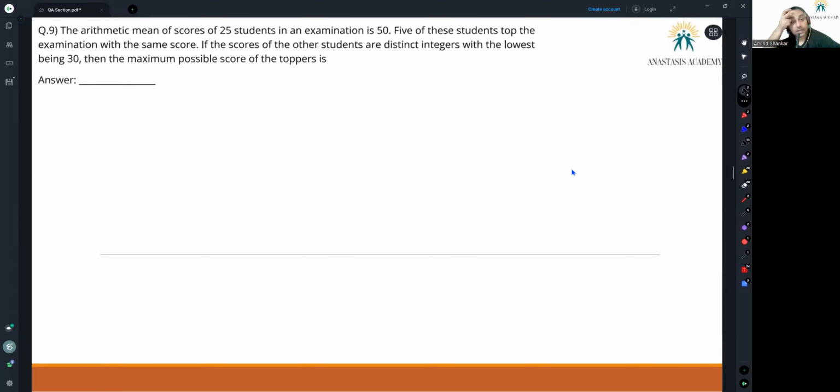Next, the arithmetic mean of the scores of 25 students in an examination is 50. 5 of these students top the examination with the same score. The scores of the other students are distinct integers, with the lowest being 30. Then the maximum possible score of the toppers is.